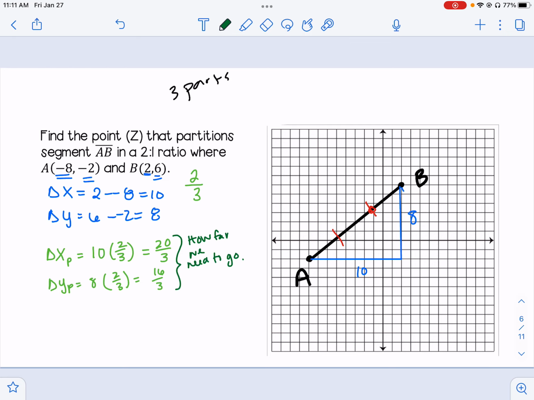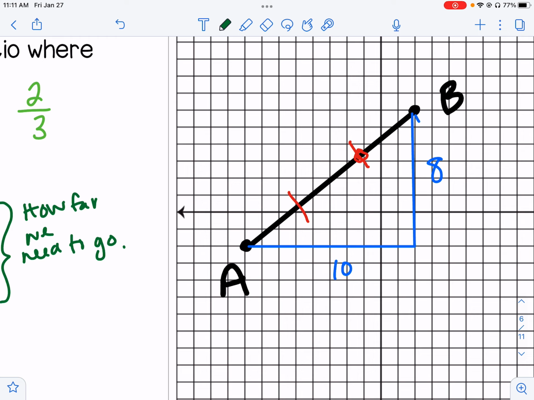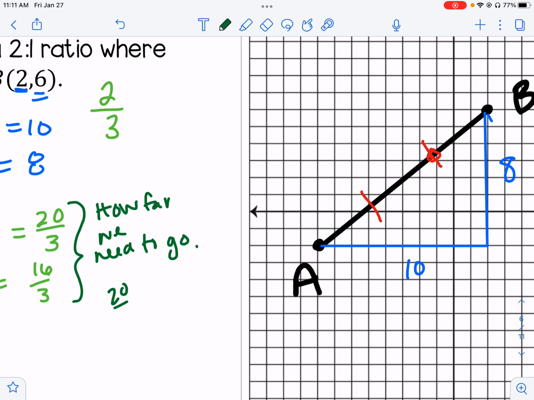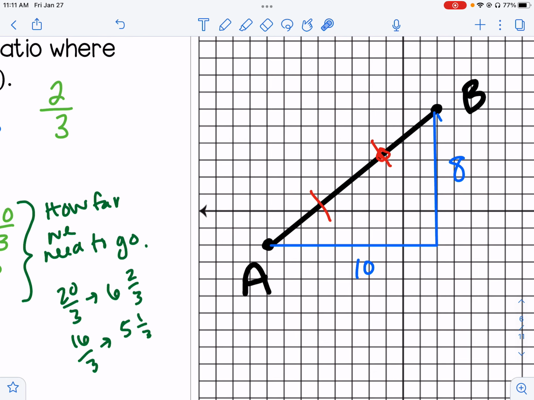So we can actually estimate that out and see if it works really quickly. I know that 20/3 is the same thing as 6 and 2/3. I know that 16/3 is the same thing as 5 and 1/3. So that's going to help me as I try to estimate it out. So from point A, this is how far I actually want to go. So I'm going to go to the right 6, 1, 2, 3, 4, 5, 6, and 2/3. So kind of right here. And then I'm going to go up 5 and 1/3. So I'm going to go up 1, 2, 3, 4, 5, and a third.